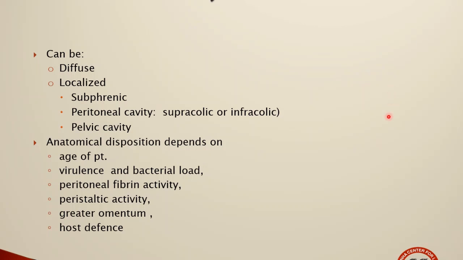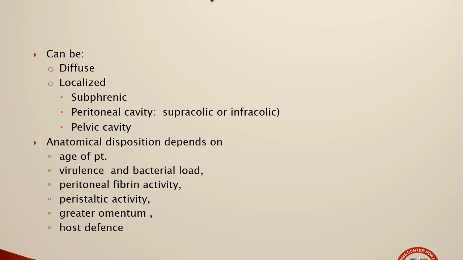If you look at the anatomical manifestations of bacterial peritonitis, depending upon the site, it could be diffuse, that means the whole peritoneal cavity is involved. It could be localized, and where does the localization occur? Under the diaphragm, subphrenic. It could be above the transverse colon, that is the supracolic compartment, or below, the infracolic compartment. It could be paracolic, and it could be the pelvic cavity. So these are the localized forms and the diffuse form. Diffuse form, whole peritoneal cavity; localized form, it could be any one of those we just enumerated.